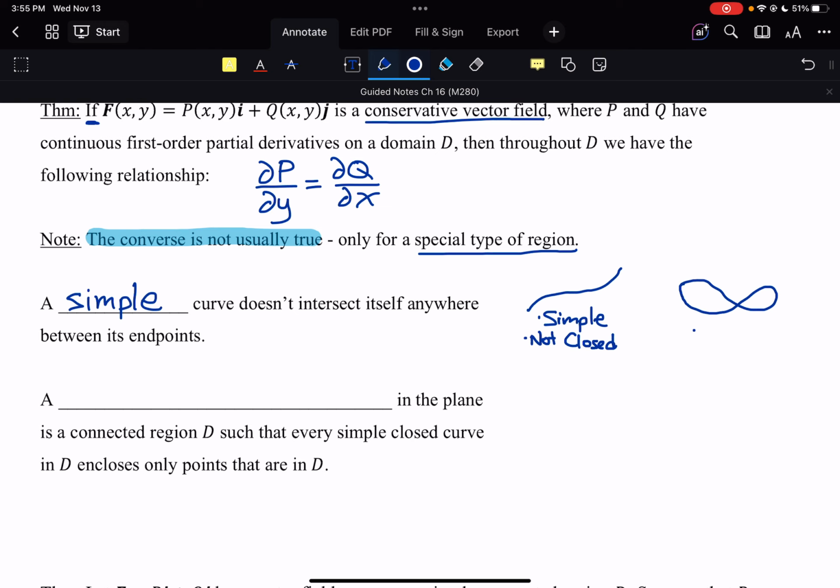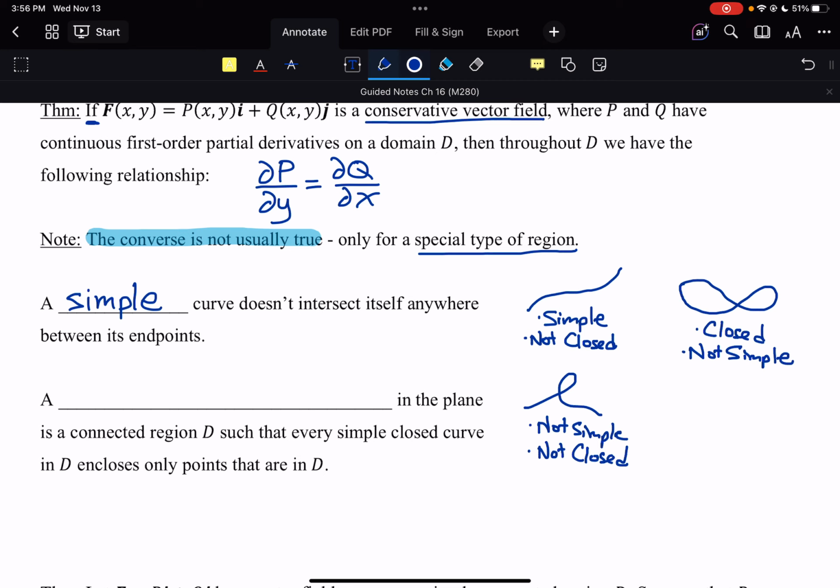Something like that. This curve is closed, right? It starts and ends at the same place, wherever you want to begin it and end it. But it's not simple because it intersects itself, right? We could have something like this. This graph intersects itself, so it's not simple, and it doesn't start and end at the same place, so this is not closed. So that's basically the antithesis of what we're looking for.